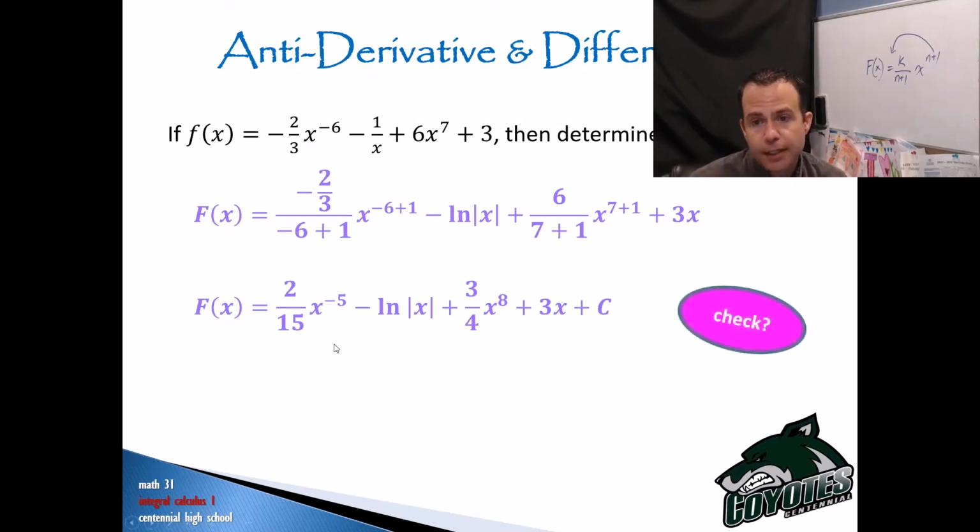Okay, could we check? Sure we can. If I took the derivative of this guy, the -5 would come to the front. That would end up being -2 over 3, and this would drop a degree to -6. Check. The derivative of ln x is 1 over x. Check. For this guy, the 8 would come to the front. I would get 8 over 4, which is 2 times 3, which is 6, 6x to the 7, check. The derivative of 3x is 3, check. Everything works, okay?